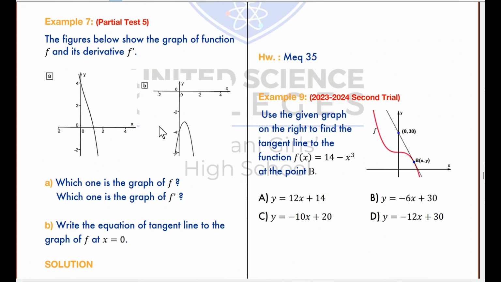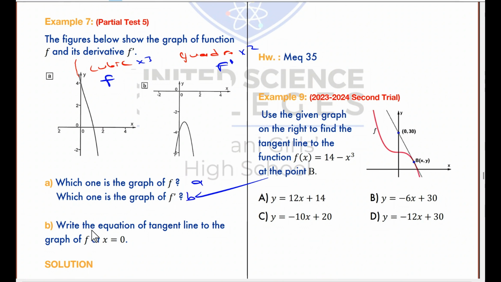Okay, we are given 2 graphs. One of them is f, the other one is f prime. The question is asking which one is f, which one is f prime. What kind of graph is in part A? It looks like a cubic function. What kind of graph is in part B? It's a parabola, it's quadratic. So which one has higher power? Cubic has higher power, quadratic has power 2. So the cubic is going to be f, and the quadratic will be f prime. So that's the first part of the question. f is the cubic one, part A. f prime is the quadratic one, part B.